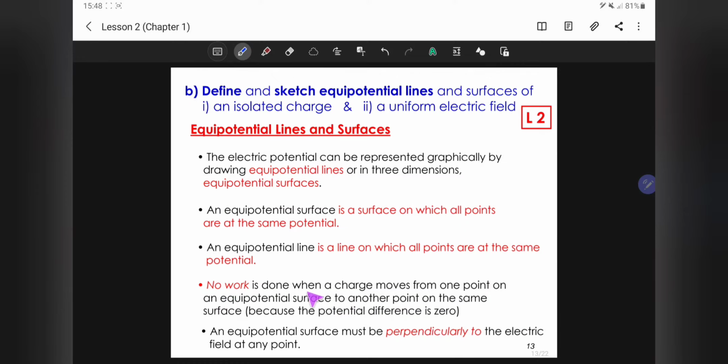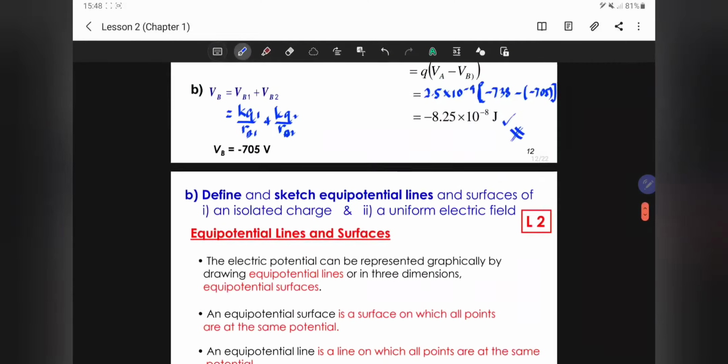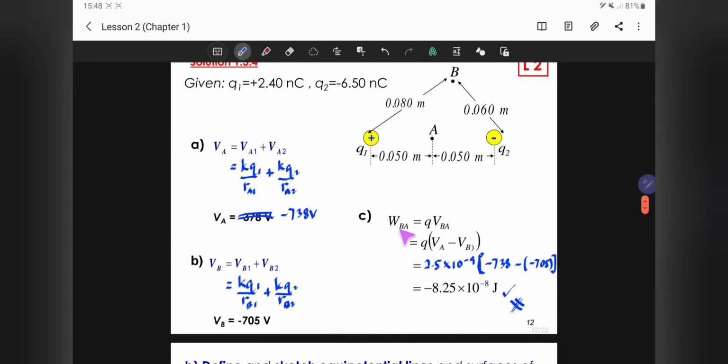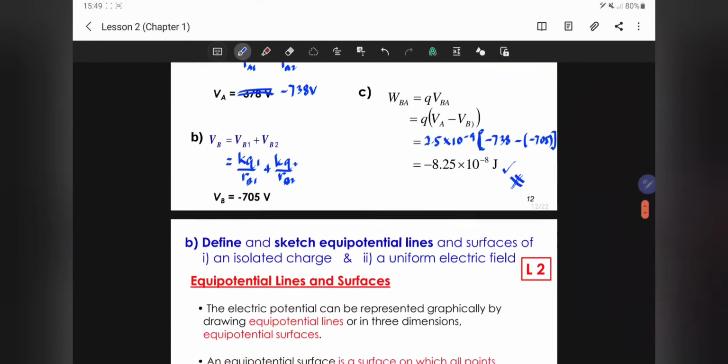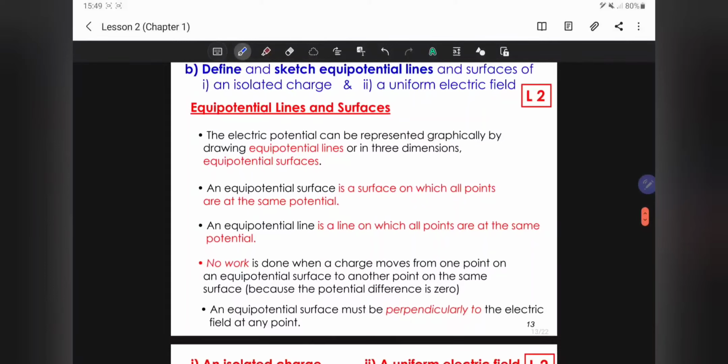No work is done when a charge moves from one point on an equipotential surface to another point on the same surface, because the potential difference equals 0. According to the equation given before, work equals Q delta V. Delta V is V final minus V initial. So when the V values are equal, V minus V gives you 0. So the work done equals 0. This happens on our equipotential line or surface, and no work is done because there is no potential difference.